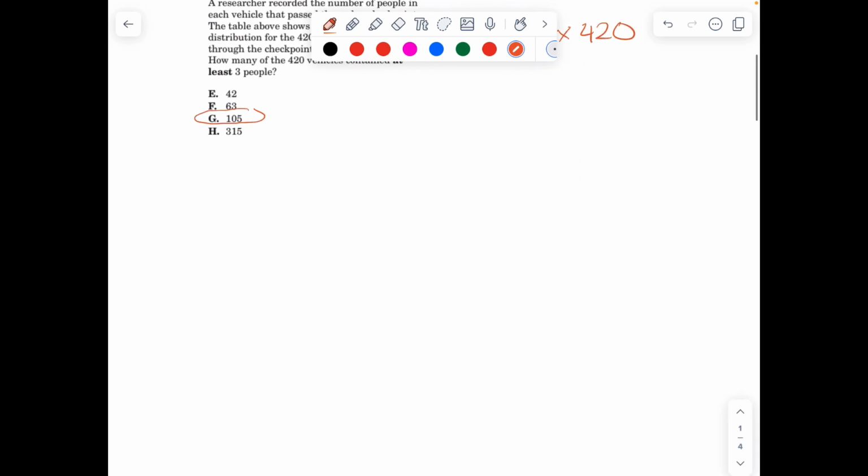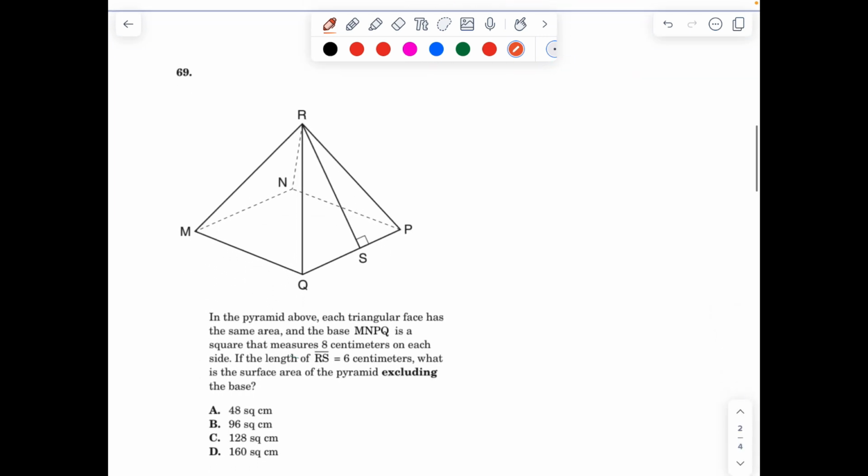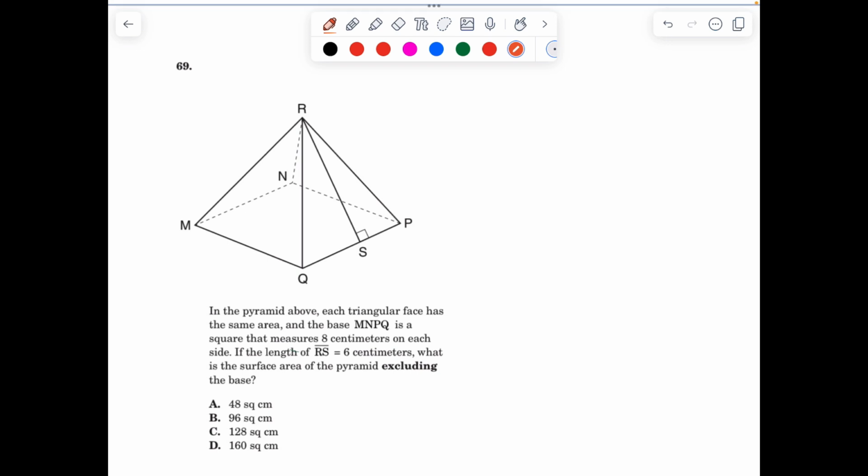All right. Moving on to number 69, we are given a pyramid and we're told that each triangular face has the same area. And the base, MNPQ, is a square that measures 8 centimeters on each side. All right, so I'm going to go ahead and label that.